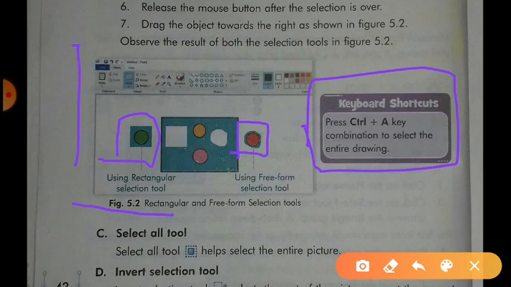Dear students, press the Ctrl plus A key combination to select the entire drawing. If you want to select the entire drawing, then you have to press the key combination Ctrl plus A. This is the key combination, and it is also a shortcut key to select the entire drawing.